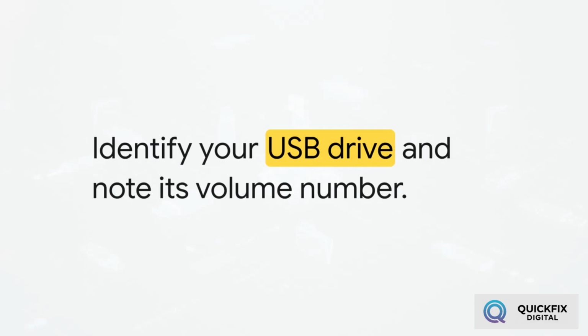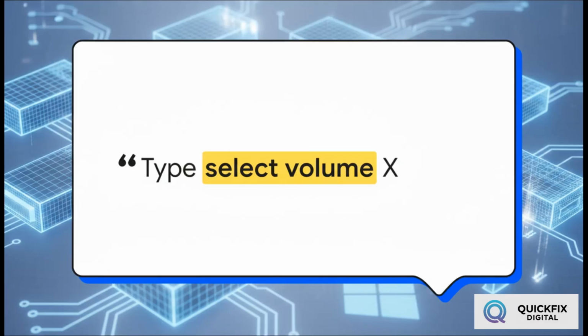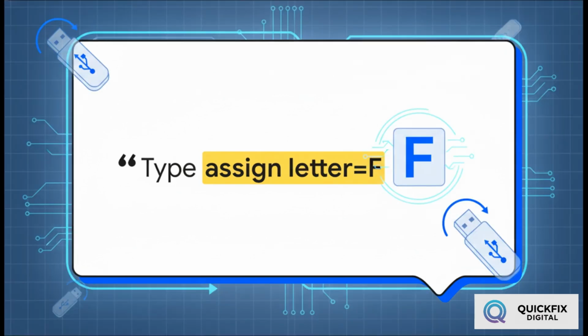Carefully identify your USB drive in this list and write down its volume number. Next, type Select Volume X, but make sure to replace X with your actual number. Type Assign Letter equals F, swap F for your preferred letter, hit Enter, and close it.